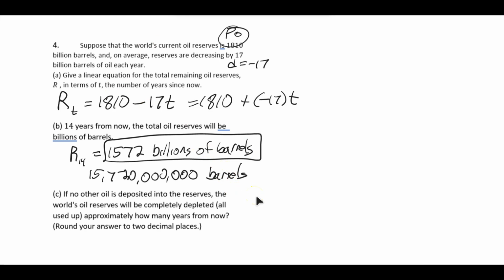For part C, you would get T is approximately 106.47 years. All right, I hope this helps.